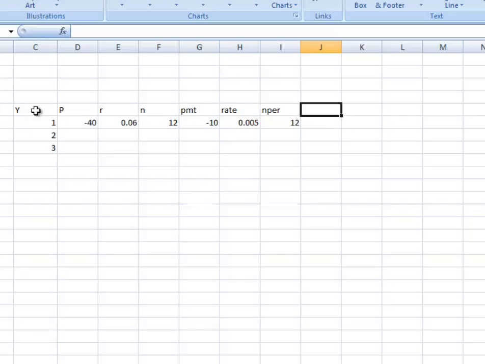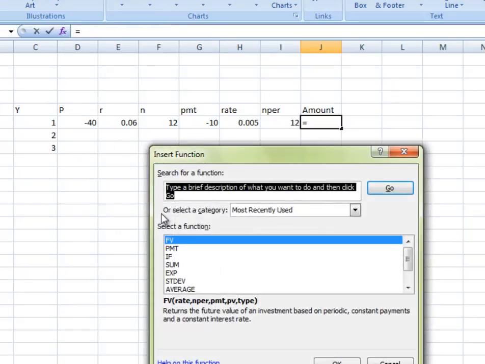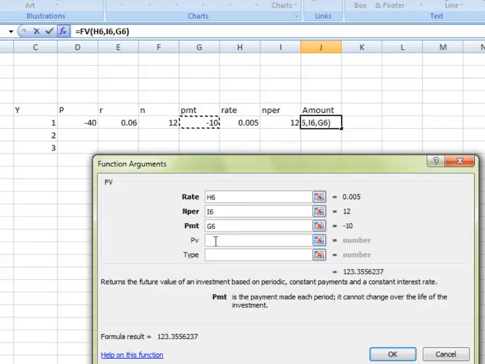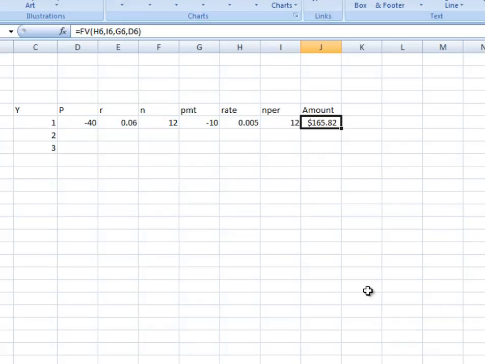Okay, now here, this is our final amount that we have. Now, this is going to be FV. So again, find FV. Since we've used it recently, it'll be right there. So there's our rate, and the number of periods is right there. We've already found it. The payment is going to be right there, and the principal value is going to be right there. Okay, so that's what we have at the end of the first year.